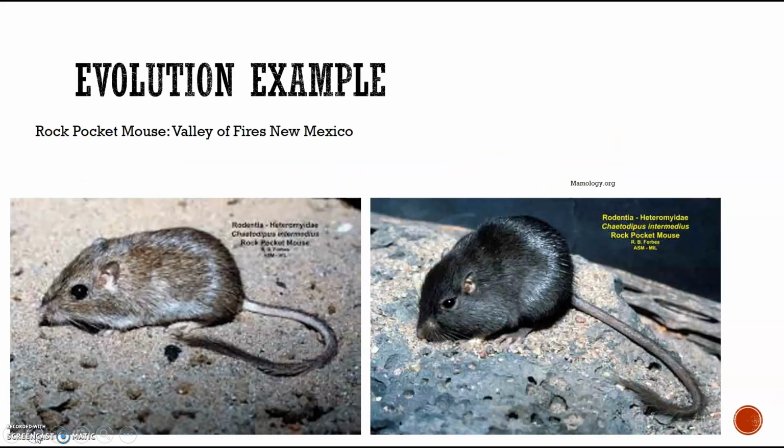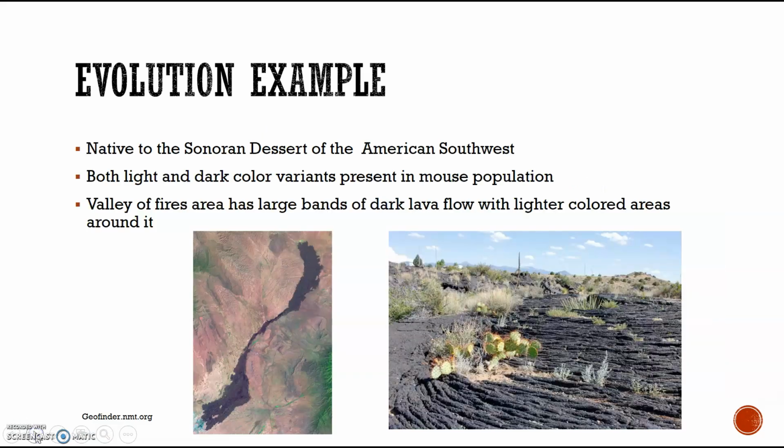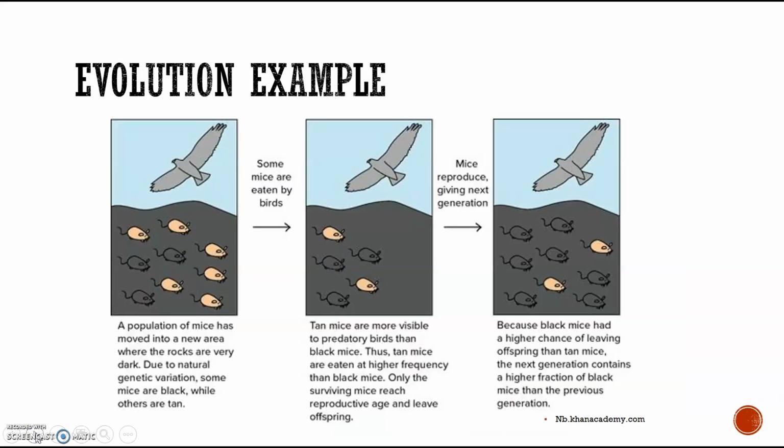So let's run through an example. We've got the rock pocket mouse. These guys are native to the Sonoran Desert in the American Southwest. They have both light and dark color variants, and they live also in this area called the Valley of Fires that has large dark bands that are caused by a lava flow.